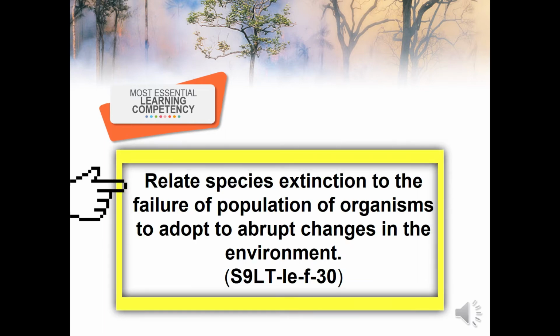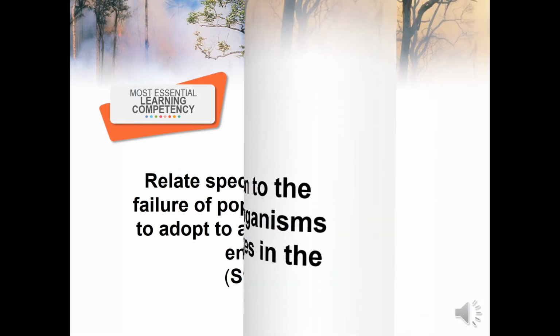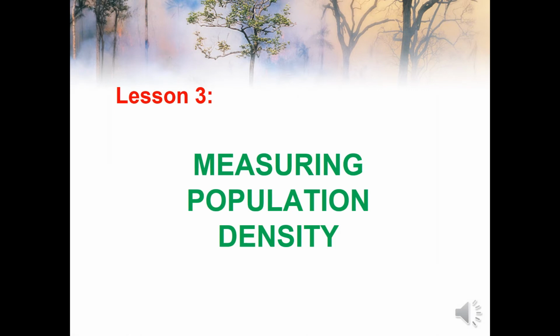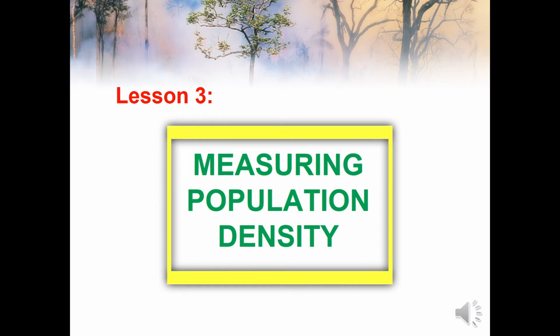The most essential learning competency for this video lesson is to relate species extinction to the failure of populations of organisms to adapt to abrupt changes in the environment. Our third lesson for this learning competency is all about measuring population density.